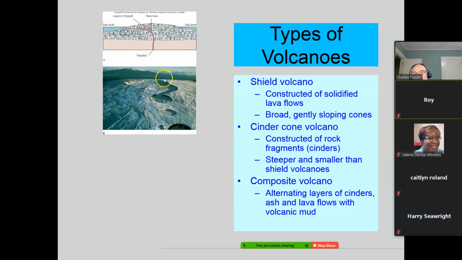And this is a shield volcano. All the rock here pretty much is basalt from rapidly cooling, small crystal size, fine grain volcanic rock. High iron content because it's coming from deep in the earth, and it comes up.